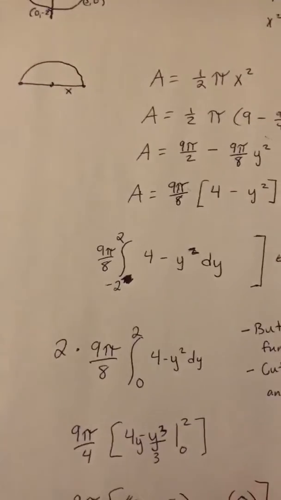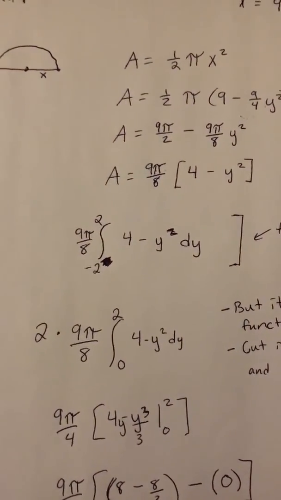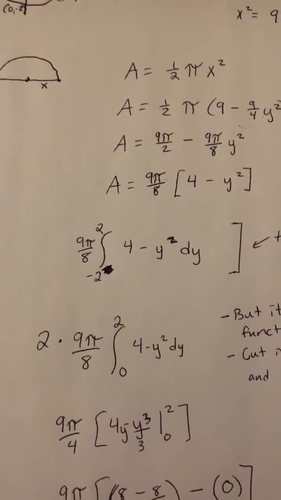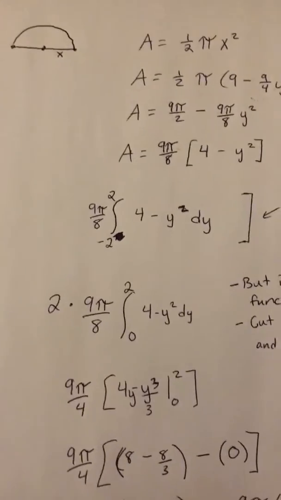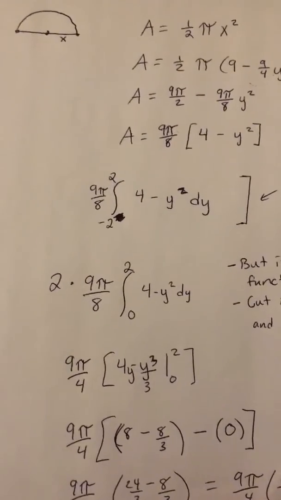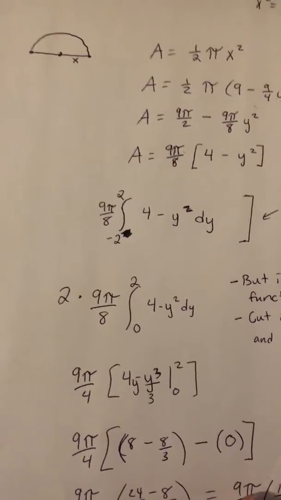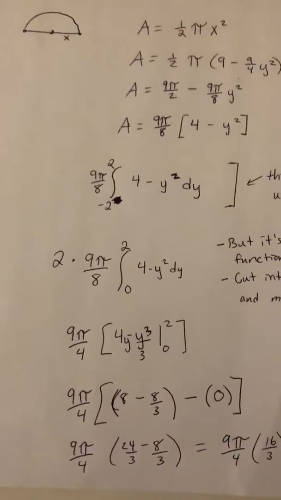And then you take the antiderivative, which gives you 4y minus y cubed over 3. And we're evaluating that from 0 to 2. And when you plug in 2, you get 8 minus 8/3. And the other one is, when we plug in 0, you get 0, obviously. And the rest is just simplifying. I'm sure you'll pause this video as you need to.